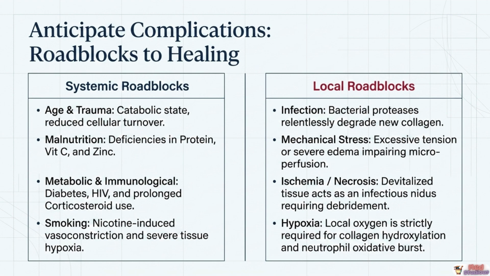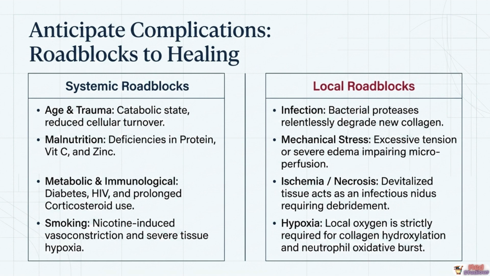Elderly patients exist in a relative catabolic state, with reduced cellular turnover, slower inflammatory response, and diminished fibroblast proliferation. Malnutrition is perhaps the most correctable systemic factor. Protein deficiency limits the raw material for collagen synthesis. Vitamin C deficiency, as we covered, prevents collagen hydroxylation. Zinc deficiency impairs metalloprotease activity required for wound remodeling.